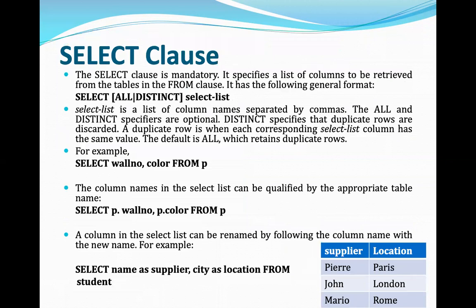Now using the select clause, we can use the keywords all and distinct. Select all or distinct, and then we write the column name. If we don't write anything, then it will be all. And if I want only the distinct values, then we have to write distinct. It is just like, let's say I want the name of the branch.